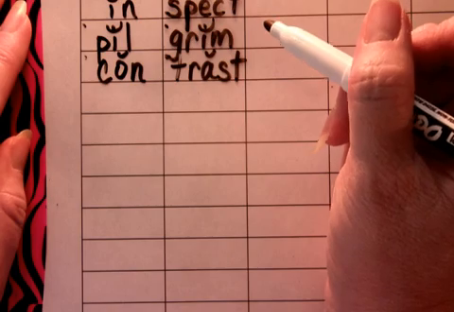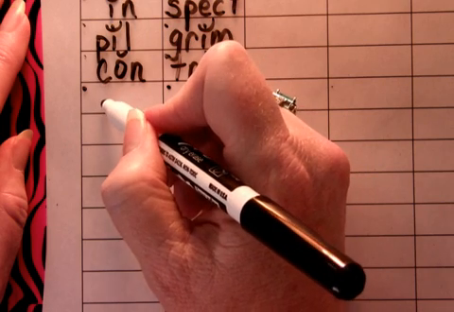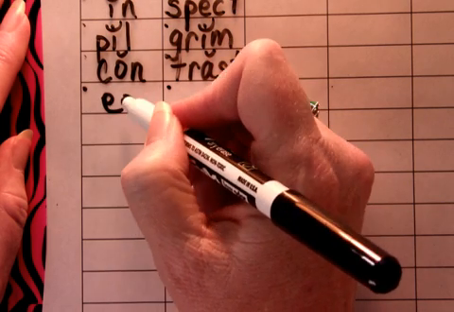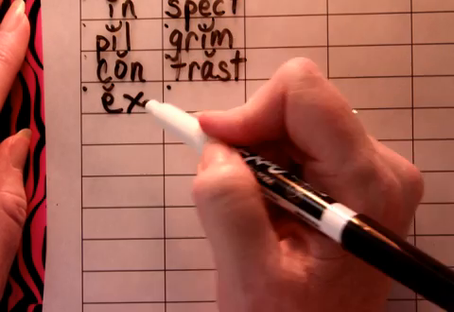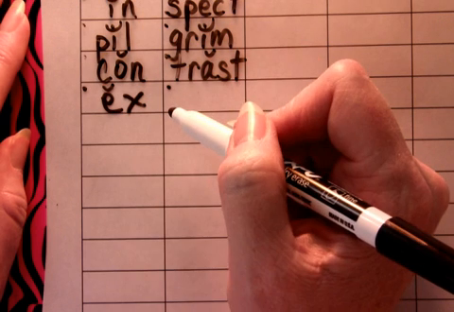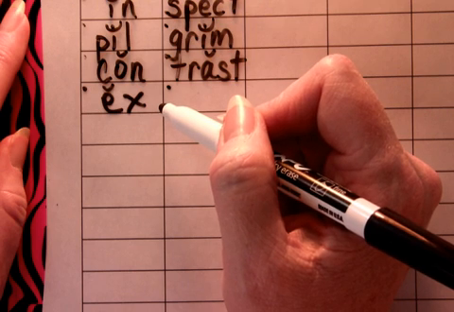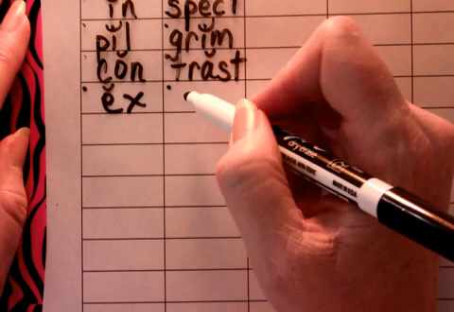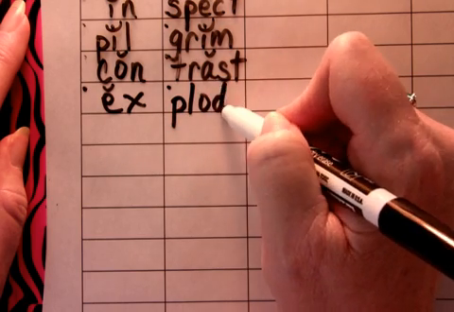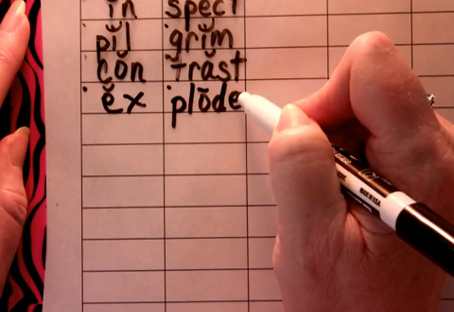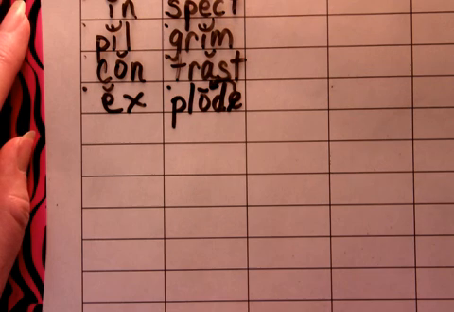The next word is explode. Explode. X. It's the E and the X. E is short. X. The X is the only letter that represents two sounds. X. Plode. P-L-O-D. To make that O say its long sound, we need a silent E that can jump over one consonant to make the vowel long. O. Explode.